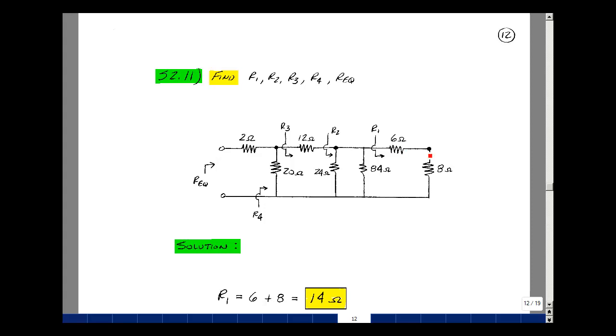The 6 ohms is sharing the same current as the 8 ohms. That would be then in series. Add 8 plus 6 and get 14. The 14 is in parallel with 84 and 24 because they share the same two nodes.